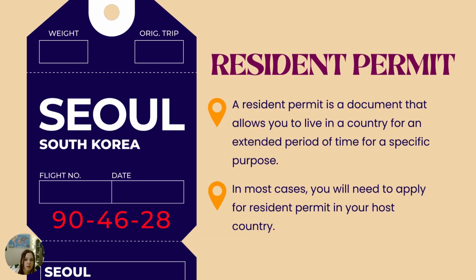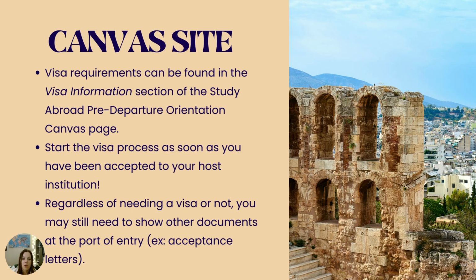A resident permit is a document that confirms your right to live in a country for an extended period of time and for a specific purpose. In most cases, you will need to physically be in the country to apply for a resident permit and will have a time frame after arrival in which to apply for a resident permit. Your host institution will review this information at your orientation upon arrival in country. You can find more information about your host country's visa requirements in the Study Abroad Pre-Departure Orientation Canvas page.